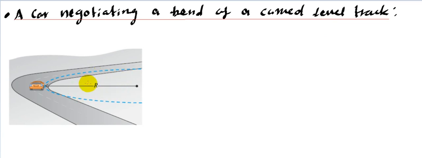In this video, we are going to find the speed limit for the car when it negotiates the bend of a level curved track like this. At this position of the car on the track, it is going exactly tangential to the path like this. So the speed of this car when negotiating the bend is taken as v in general.